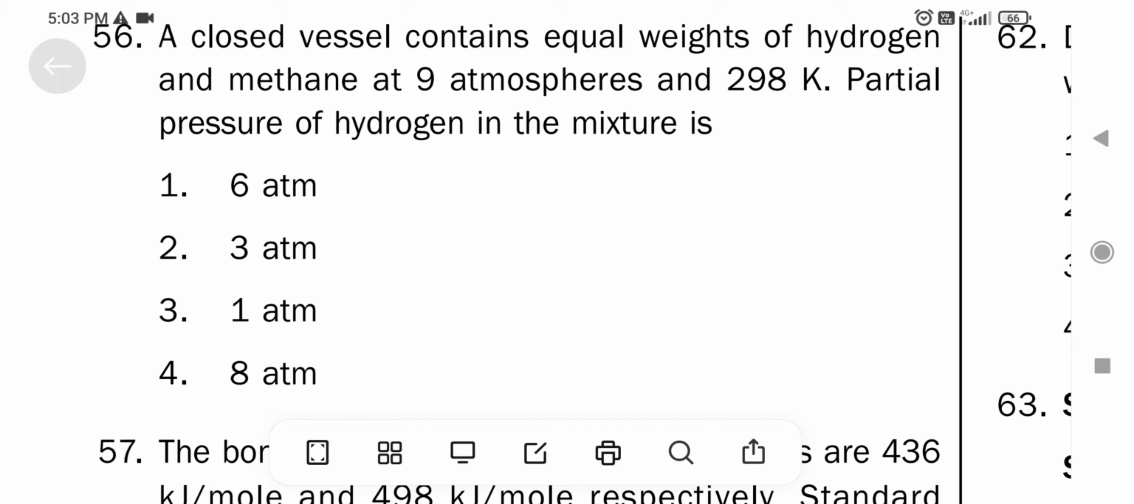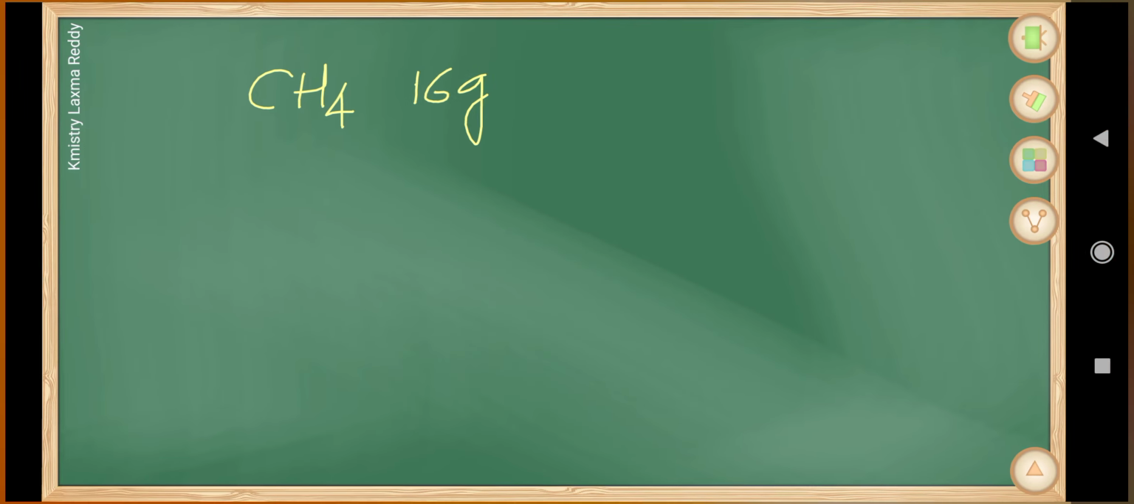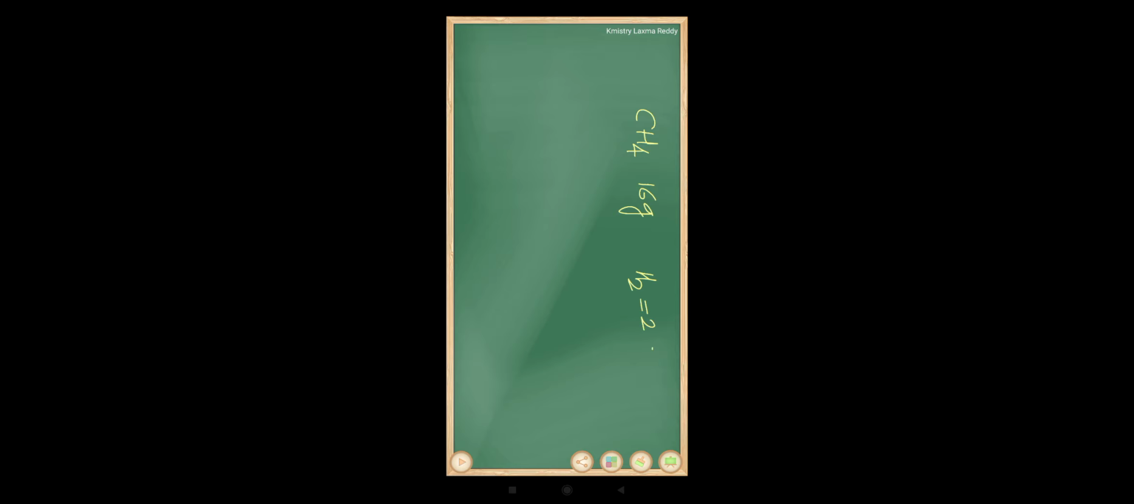See, methane molecular mass is 16 gram. Question, you see, methane and hydrogen. So hydrogen molecular mass is 2 gram. Equal masses he mentioned, so I am taking 16 gram each. You can take x grams also. I want to make it very simple, that's why I am taking 16 grams. Then number of moles of methane is equal to 16 by 16 is equal to 1. Number of moles of hydrogen is equal to 16 by 2 is equal to 8. So total moles will be 9 moles.